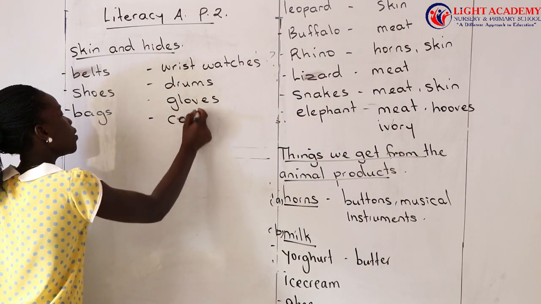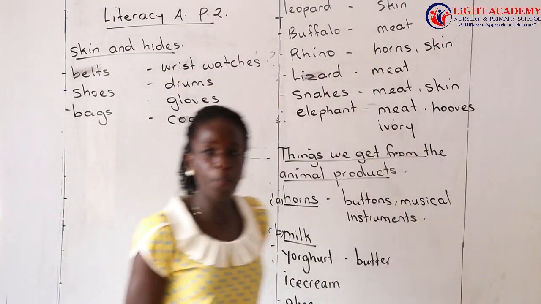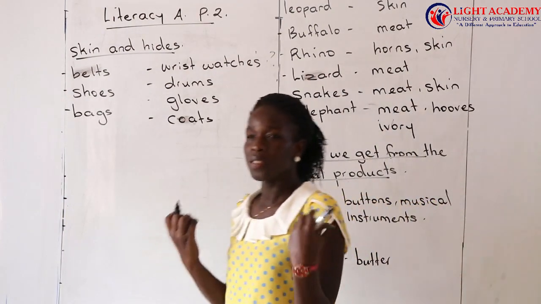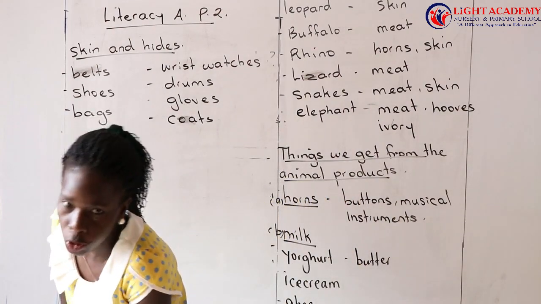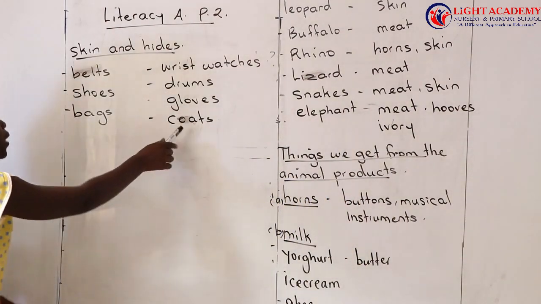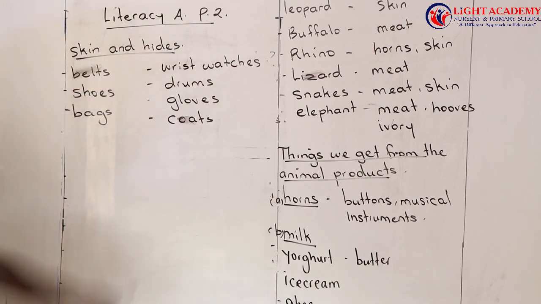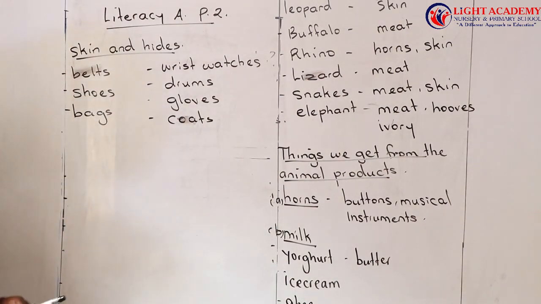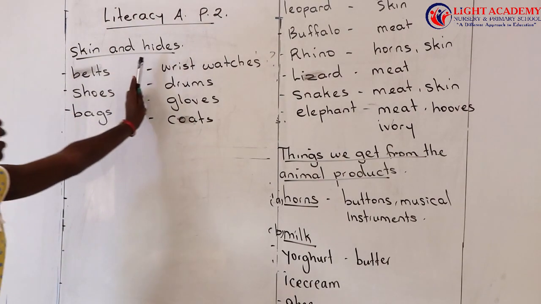We have the coats that people put on. These coats that you wear when maybe it is cold. Some people put it on as fashion. So they are also made from leather, and the leather is got from the animal skins and the hides. So those are some of the products people get from the animal skin and the hides.